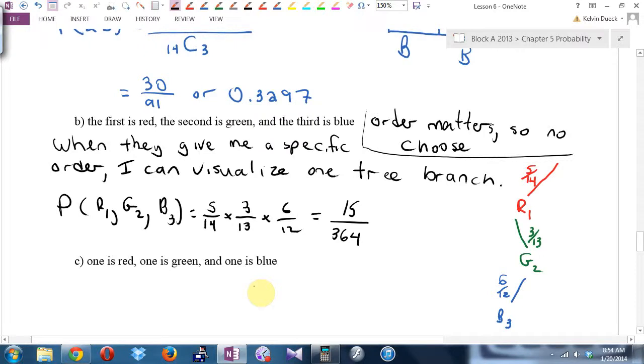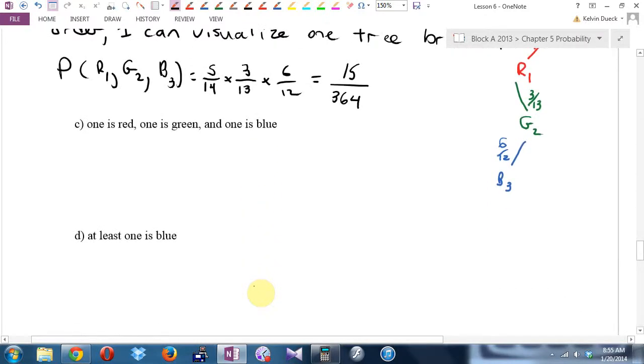What's the difference between B and C? Okay, in C, they don't care about the order. Now, here's what that means. In C, you could go red, green, blue, or red, blue, green, or blue, green, red, or... Since order doesn't matter here, and I'm picking 3 marbles, a bucket is going to be my best bet. It's going to look like this. I have red, green, and blue.